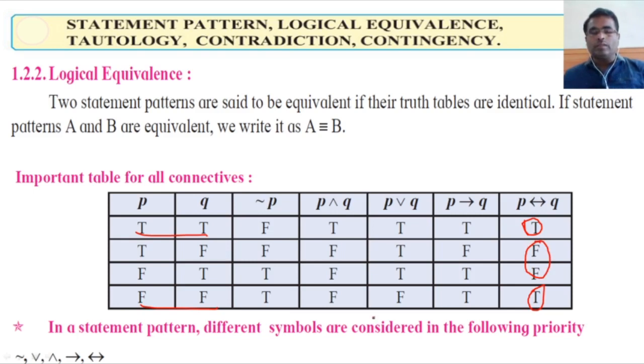And while considering any statement pattern, the different symbols are considered in the following priorities. First, we give preference to negation, then disjunction, then conjunction, then implication, and then double implication. With an example, we will make clear what the logical equivalence concept is.